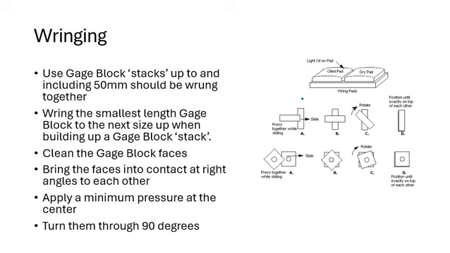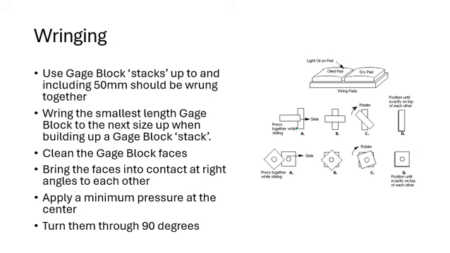We can ring together. So you would choose the smallest length gauge block, and then you're going to choose another one, the next size up. So you have 2 gauge blocks, and you can build up a gauge block stack, meaning you just put one on top of another.